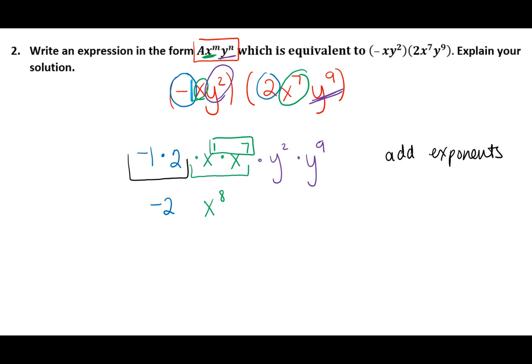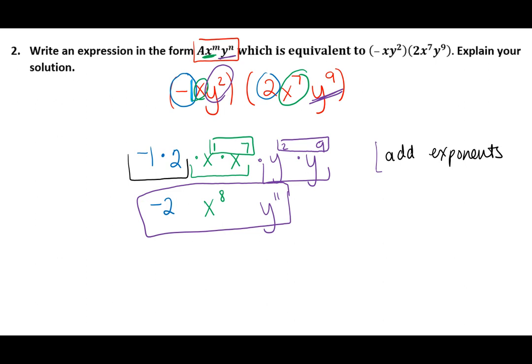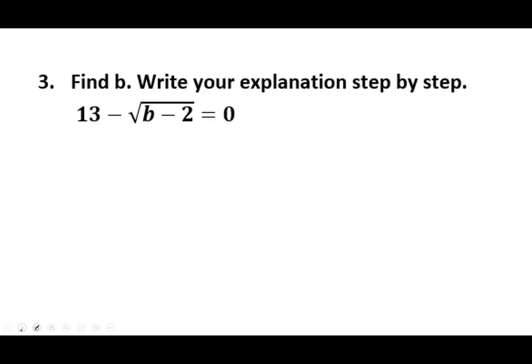And you add these two right here. 2 plus 9 is 11. Okay, so your solution will be this. I would accept this as your answer or showing your work. You don't have to explain it as long as you know add exponents. Okay, you don't multiply.